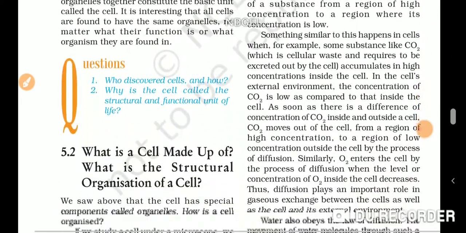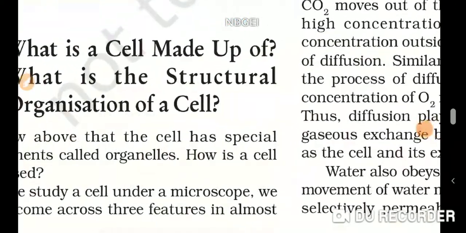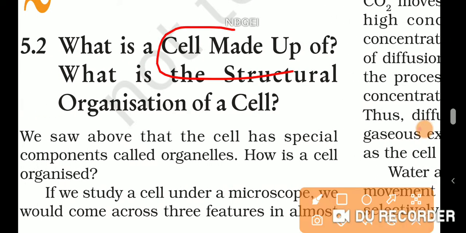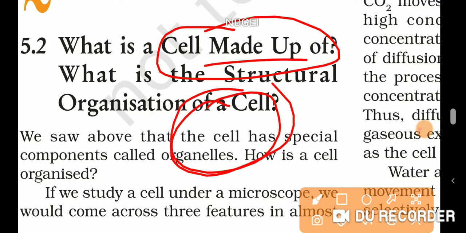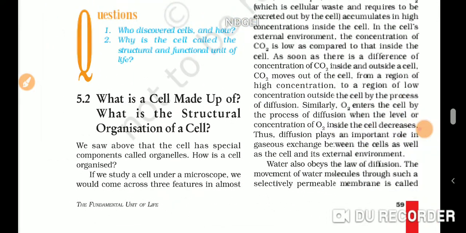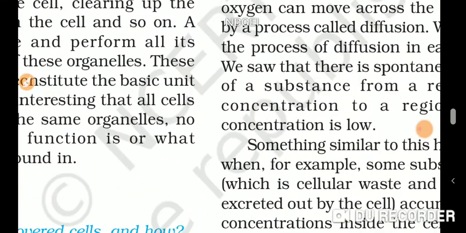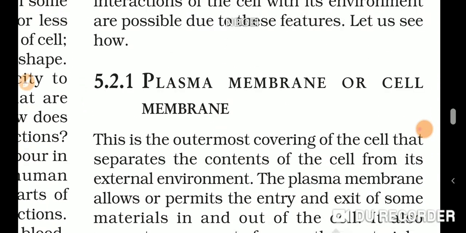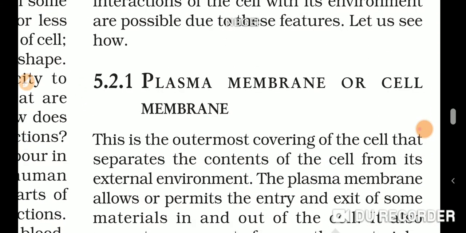Now the question arises: how is the cell made, and what are the major components inside the cell? So we are discussing the components of the cell. Firstly, we are discussing the boundary of the cell. The boundary of the cell is called the plasma membrane. So the first organelle is the plasma membrane, or you can say the cell membrane.